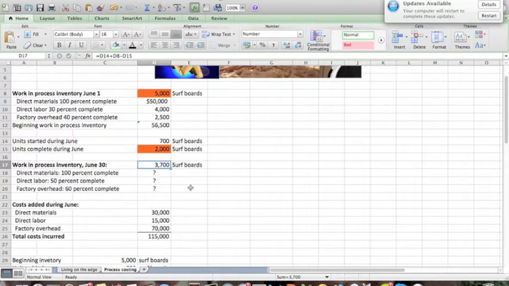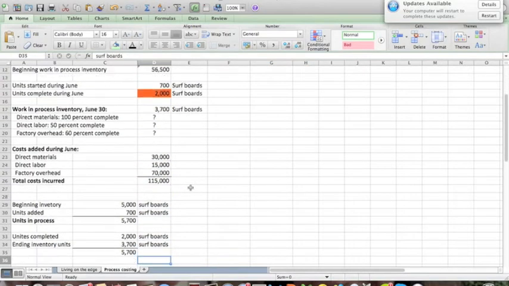So June 30th, the ending inventory, we had 3,700. And looking at the big picture here, we started off with 5,000 surfboards, added 700, and then we completed 2,000 surfboards, and ending inventory is now 3,700. So when you do this for your business, whatever it is, yoga mats or spa tickets or candles, think about the units that you're selling, how many you're making, how many are ending at the end of the period.